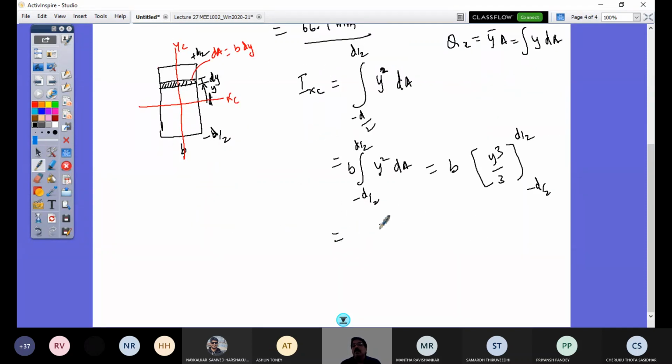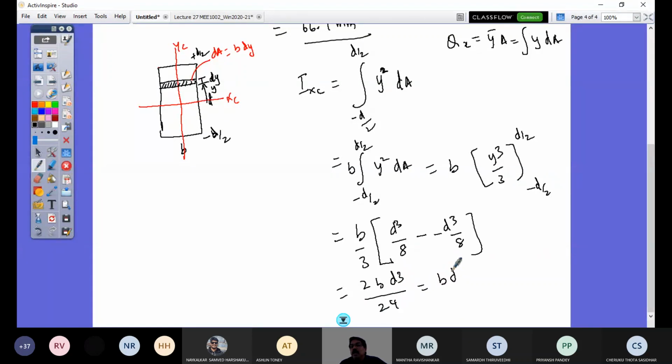So this would be equal to b into, when I substitute that here, b by 3 let me take out. When I substitute that, it is d cube by 8, d cube by 8 minus of minus becomes plus d cube by 8. So that's going to be 2b d cube by 24. That's going to be b d cube by 12 is what is IXC.